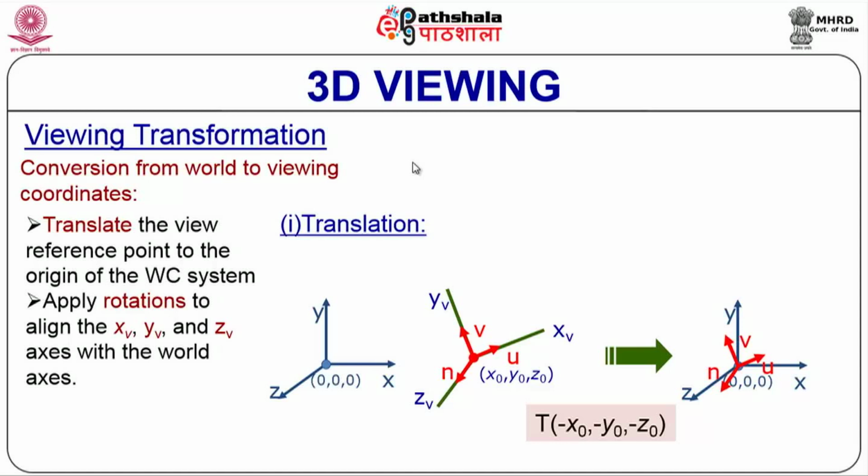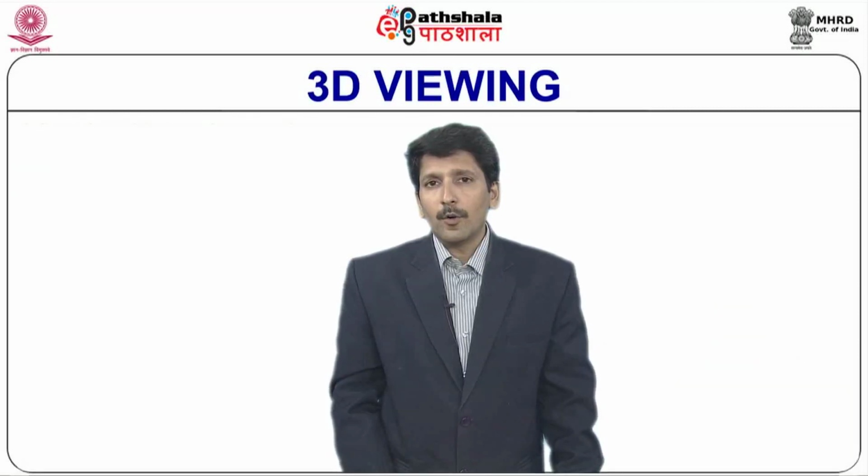So, how do we perform a translation from world to viewing? The first step, as you can see here, is to translate the origin of the viewing coordinate system such that it aligns with the world origin. The transformation is simply translation by minus x naught, minus y naught, minus z naught. Simply translate the position p naught, which is the origin of the viewing coordinate system, such that it coincides with the origin of the world coordinate system.